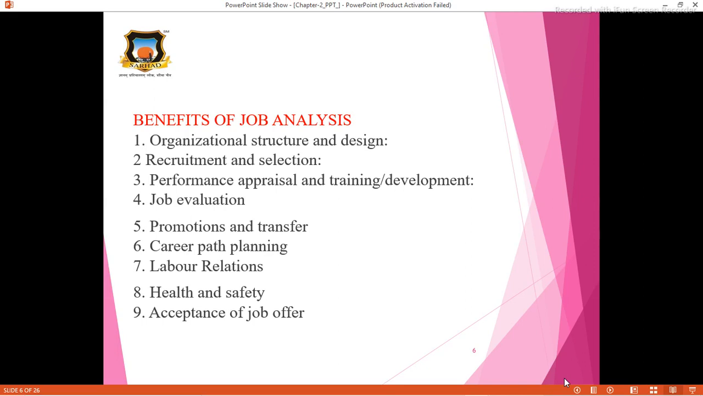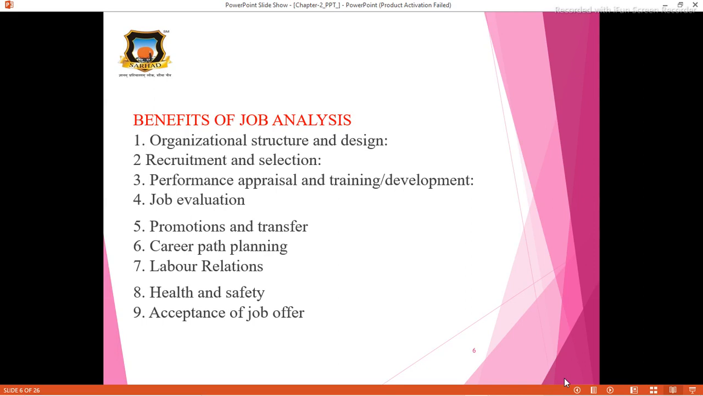The next is promotions and transfers. When we give a promotion to an employee, we need to promote him on the basis of the skills and talent required for the future job.